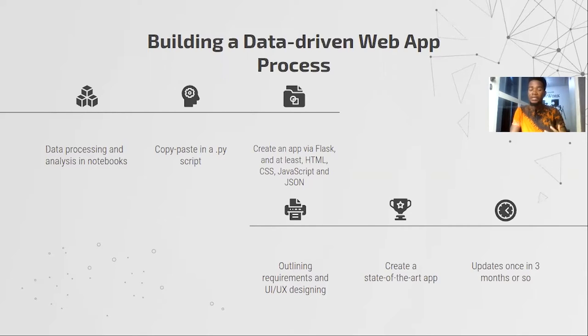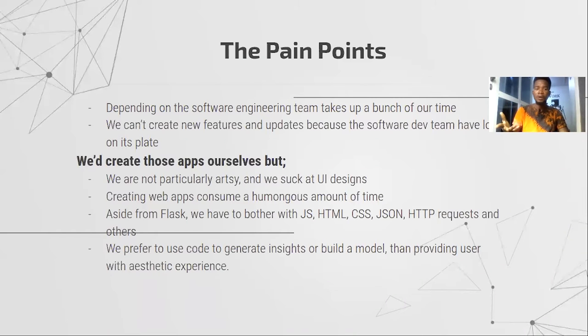Now let's say that you are in a large organization that has a dedicated software engineering team. That means you don't really need to build this app yourself, right? So you could outline your requirements and scope out the UI/UX design, and then describe it to the software engineering team. And then the engineering team could create a state-of-the-art app for you. And the team lead will probably tell you, hey boss, we have a lot we are working on, so we would only be able to carry out updates on your app periodically. Okay, now this leads us to our pain points.